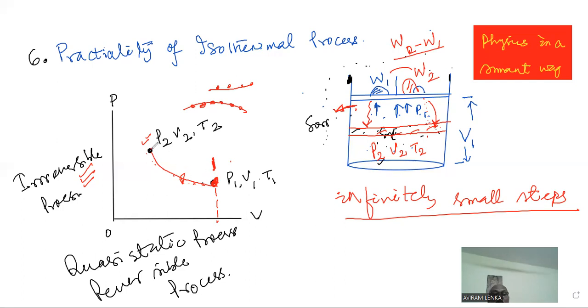If the graph can be drawn, then the gas can also be brought down from P2, V2, T2 to P1, V1, T1 by taking up the grains of sand one by one. So that is known as a reversible process. All the processes that you are going through, that you are being fed at this stage, they are reversible processes.